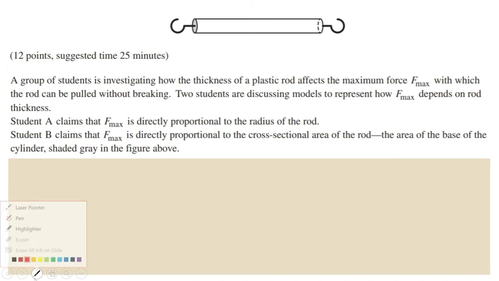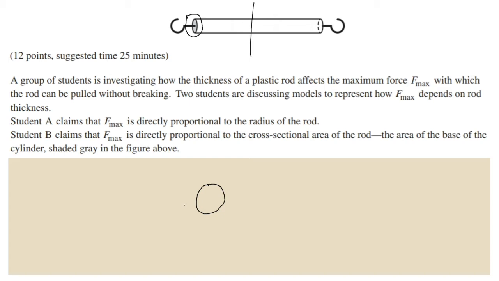Now, hopefully, what you realized here is that the fact that they showed you specifically which part of the cylinder they were talking about made this part a little easier for you. It's important to remember that the cross-sectional area of anything is what you would see if you took that thing and cut it in half and then looked at the part that you just cut. Because this is a cylinder, the cross-section is a circle. The cross-sectional area is the area of a circle.